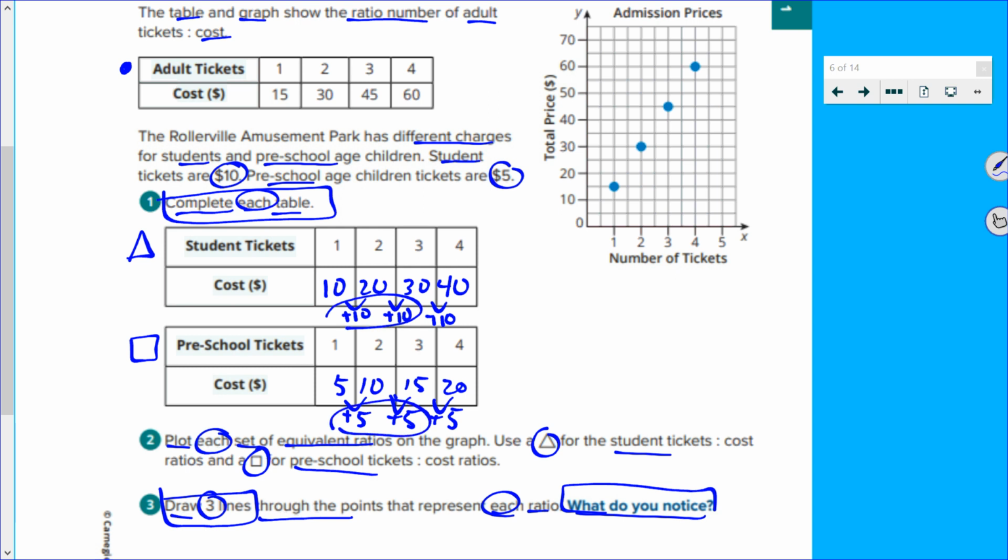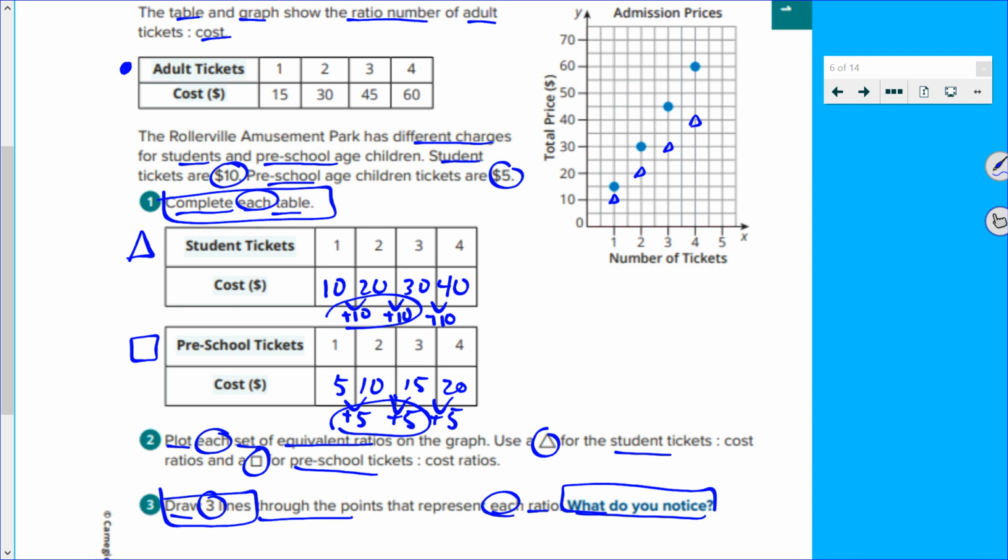Okay? Once I have done those, now I'm going to plot them. So I'm using triangles on the student tickets. So it's at (1, 10) is my first triangle, (2, 20), (3, 30), (4, 40).